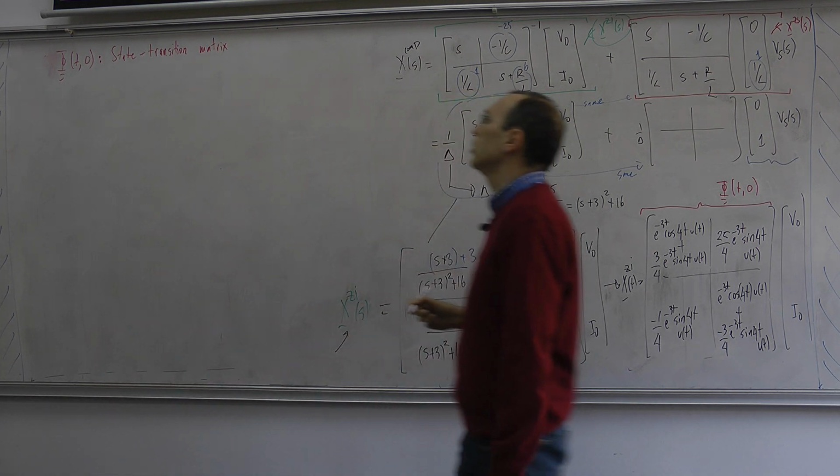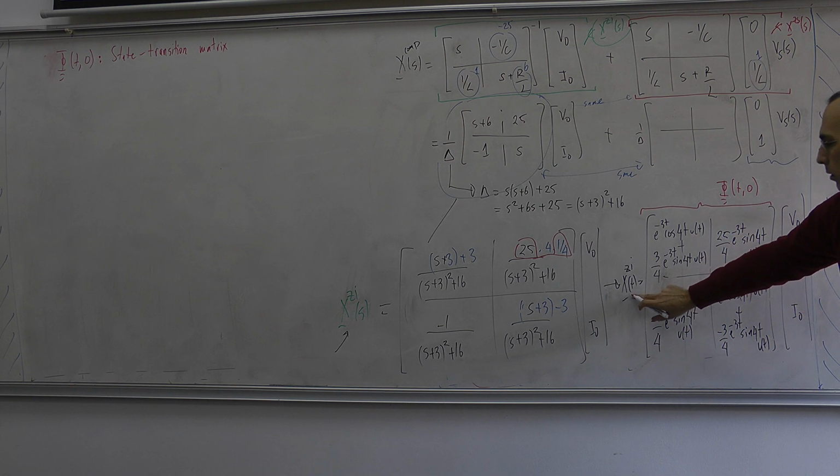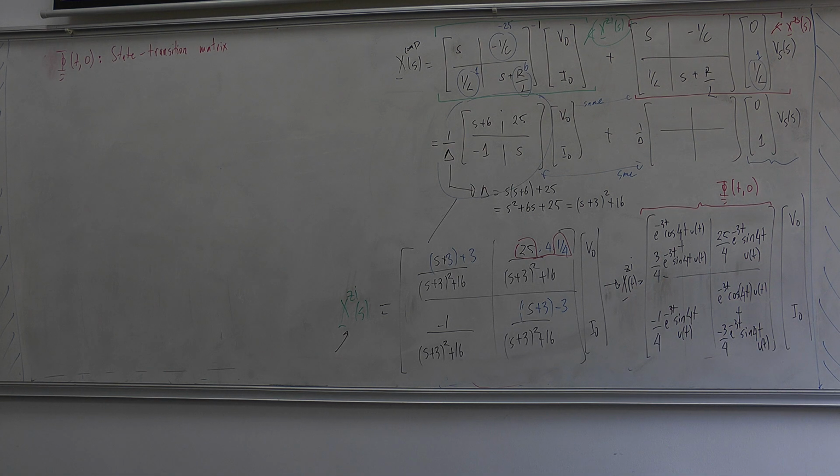Okay. State transition matrix. So we have this initial state of the capacitor and the inductor. If you multiply it by this matrix that we have found, you get the state at another time, at a later time actually, because everything has t greater than 0 dependence, unit steps everywhere and so on.